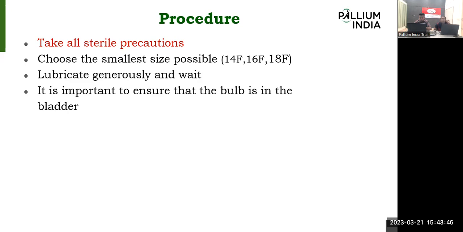You have to lubricate the catheter well, and after insertion, you have to make sure whether urine is coming out or not. At that time you can be sure that the catheter is inside the bladder. After that you have to inflate the bulb.